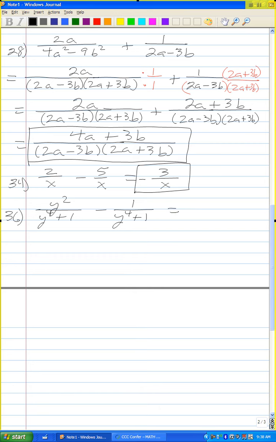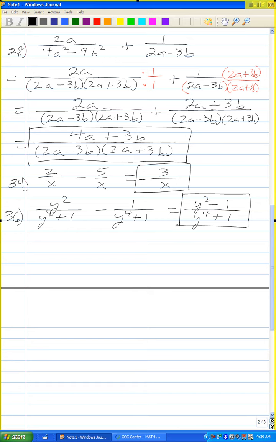So I have a least common denominator of y to the fourth plus 1. And what remains is the numerator, which I can subtract. I get y squared minus 1. Now you can factor the numerator if you wanted, but there are no common factors between the numerator and the denominator. So I can just leave it in that form, mostly because I don't have any more room left.